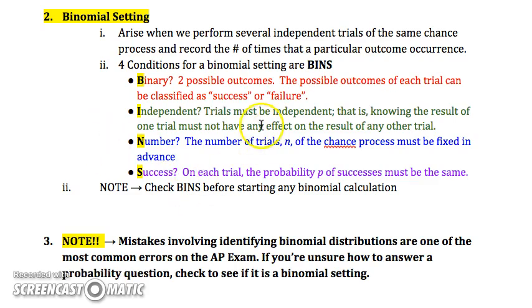Number: there need to be a fixed number of trials. In the above example, we had 10,000 CDs. You'd say what n is. n is the number of trials, so you'd say n equals 10,000. And then success: the probability p of success must be the same on each of those trials.